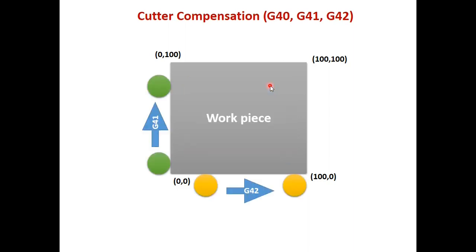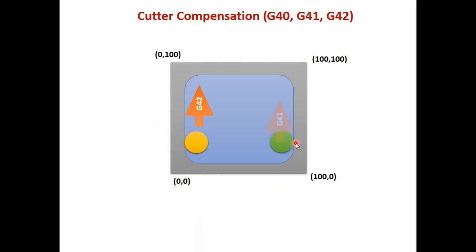So when I'm doing any outer part, G41 is clockwise and G42 is anti-clockwise. But when I'm doing the inner part, it is completely reversed. This one is going clockwise, this one is going anti-clockwise.